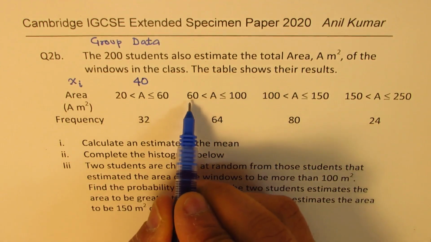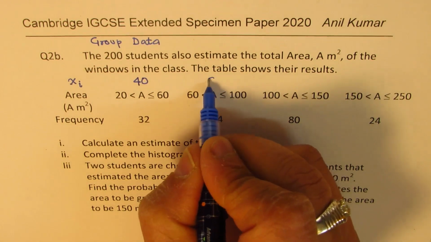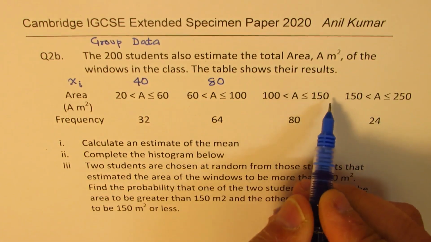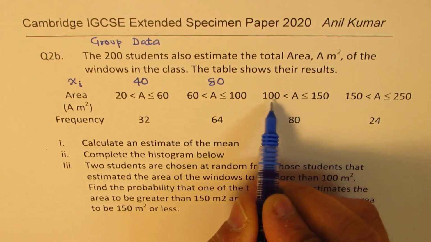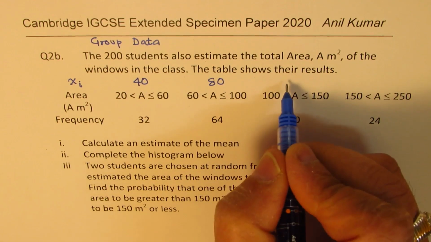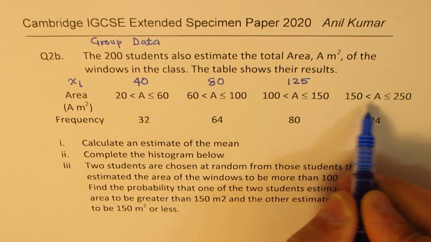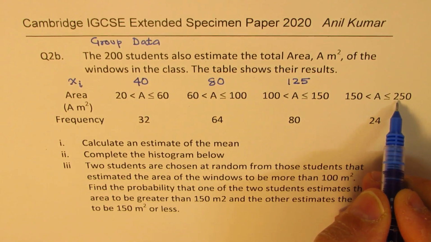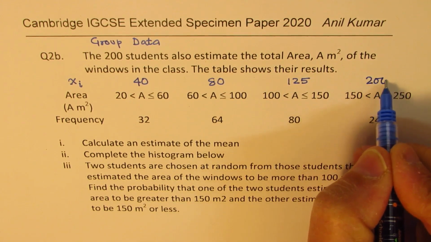Now here, we have 160, so we are going to divide 160 by 2 to get 80. In this case, 250 has to be divided by 2, adding 100 to 150, and we get 125. The third case here is 150 plus 250, which is 400. When you divide, you get 200, correct?